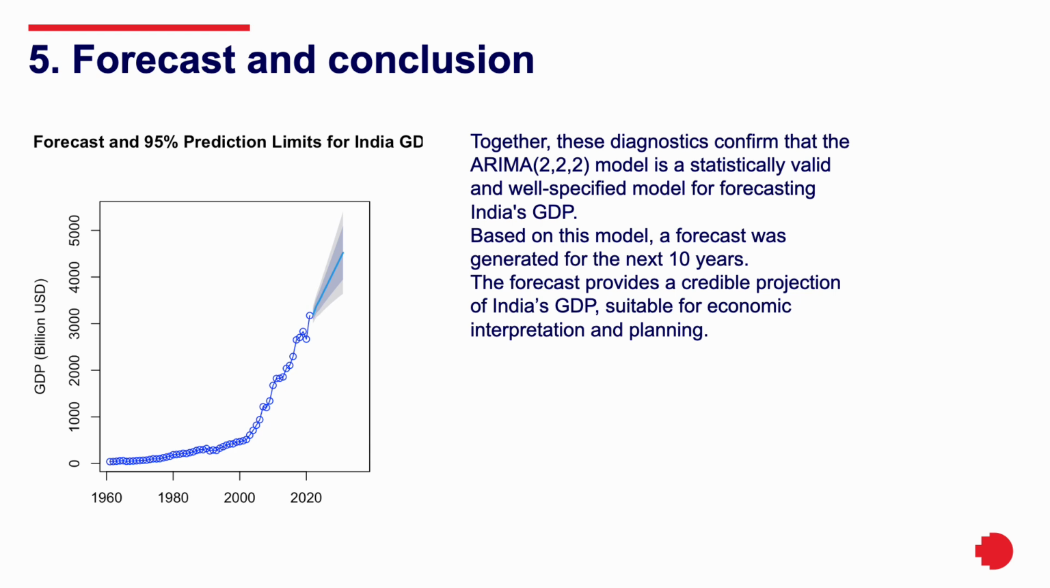Together, these diagnostics confirm that the ARIMA 222 model is a statistically valid and well-specified model for forecasting India's GDP. Based on this model, a forecast was generated for the next 10 years. The forecast provided a credible projection of India's GDP suitable for economic interpretation and planning.